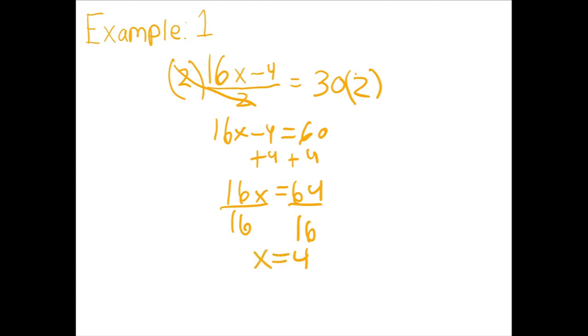Now let's plug it back into the original. So 16 times 4 minus 4 divided by 2. Let's see here. That gives us 64 minus 4, which equals 30. And then bring up that divided by... Well, I already divided that there. So x equals 4 is our final answer. So that's how it works. Let's go on to the next example.